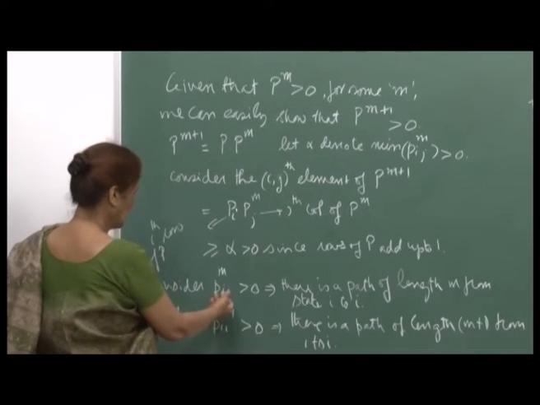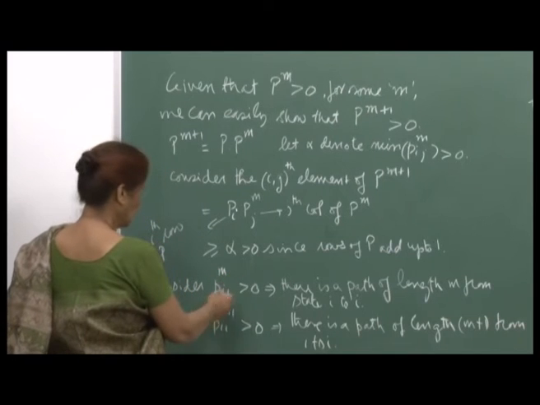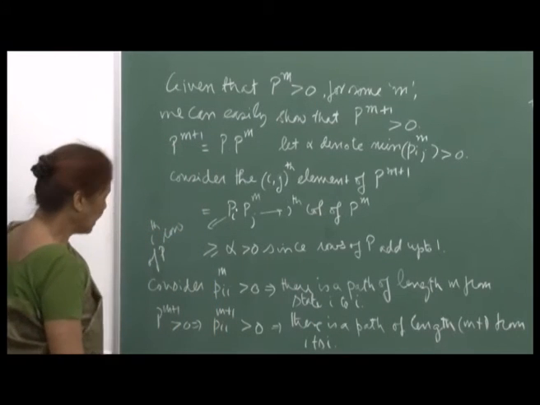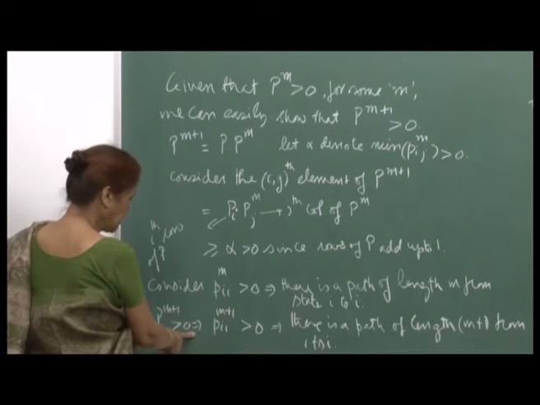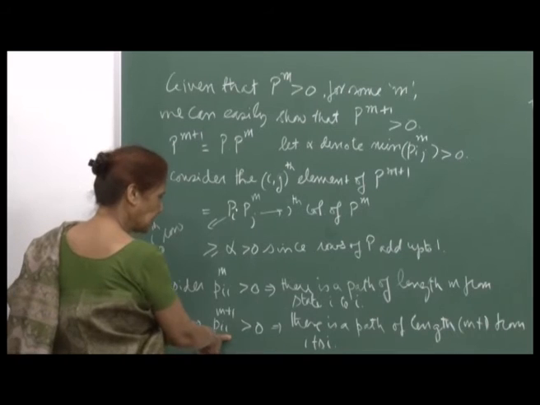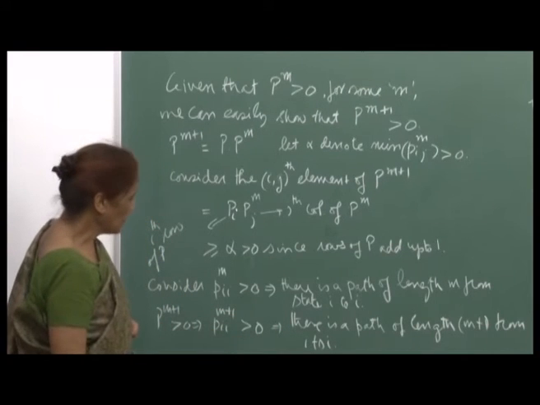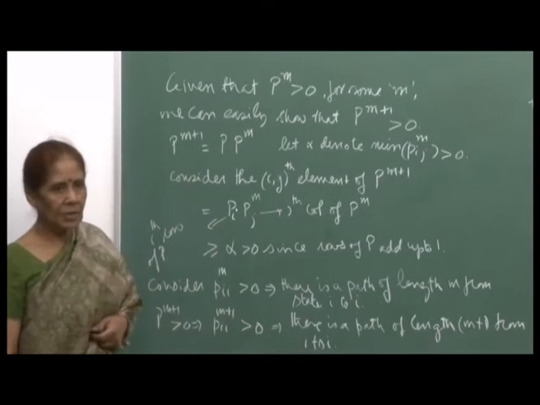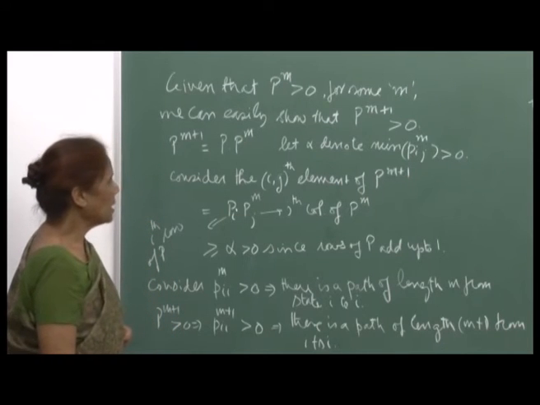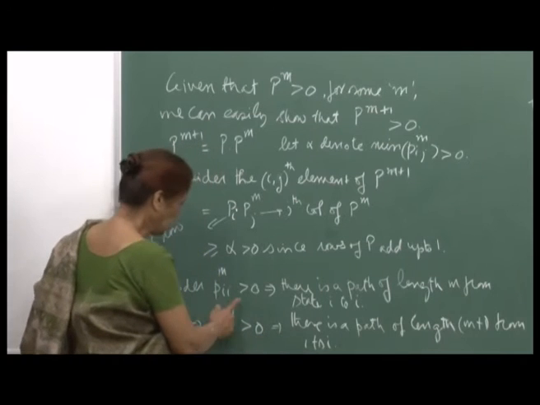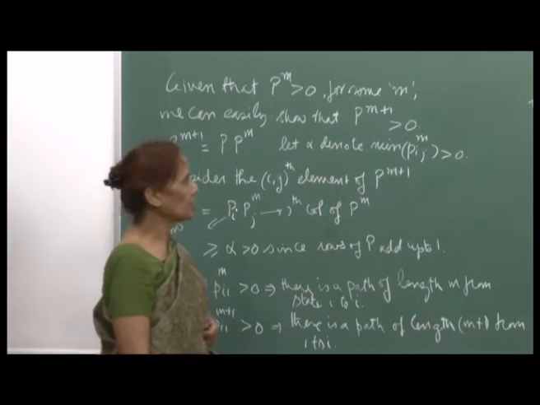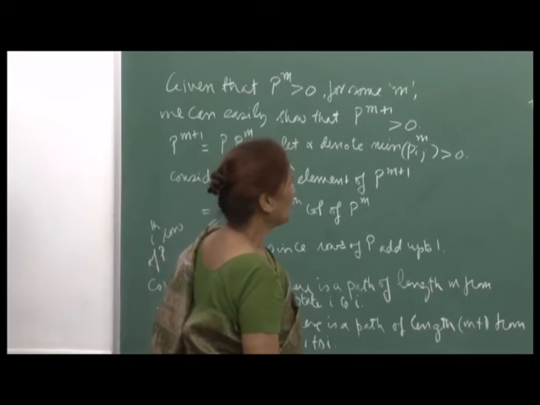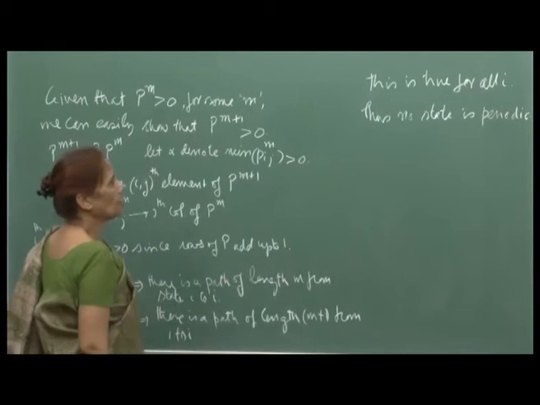Now, since all the entries of P^m are positive, pick up any i, then P_ii^m is positive. That means there is a path of length m from state i to i, and since P^(m+1) is also a positive matrix, P_ii^(m+1) is also positive, which implies that there is a path of length m+1 from i to i. And now, by our definition, m and m+1 for any positive integer m are co-prime numbers. So, we have shown that there are two paths from i to i of co-prime lengths, and hence by our definition the state i cannot be periodic. It will be aperiodic. And since this is true for all i, no state is periodic.